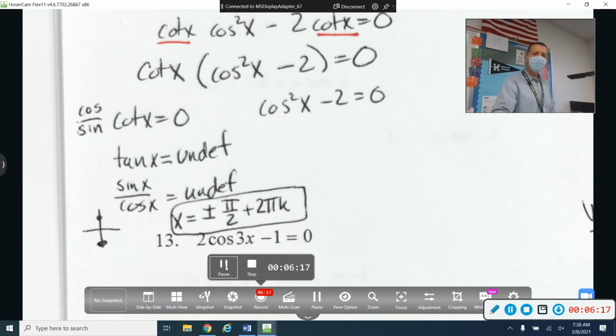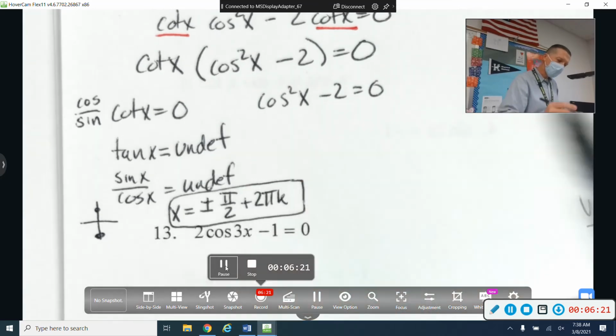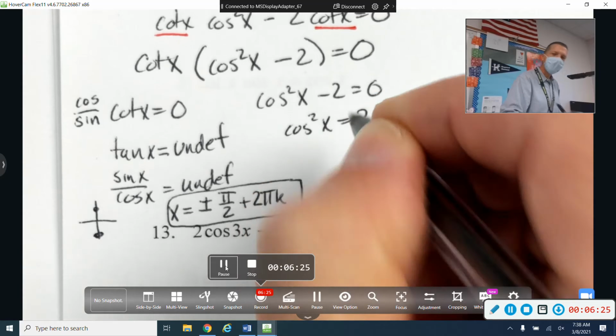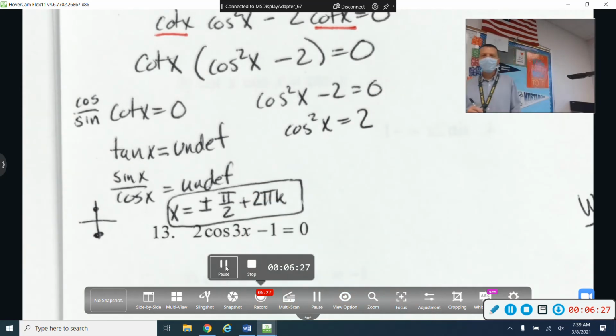Right, so the second part of the problem is cosine squared x equals 2. So cosine squared x equals 2. Oops, I said the next step without writing it down. Move the 2 over. Square root both sides.